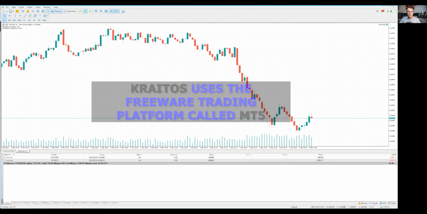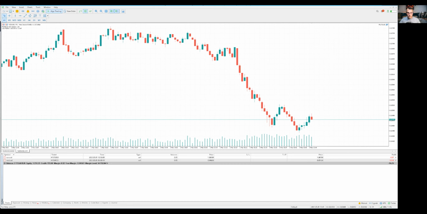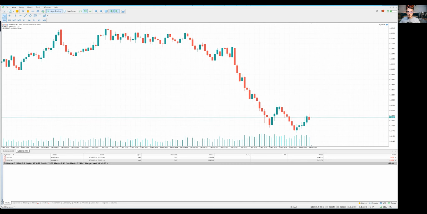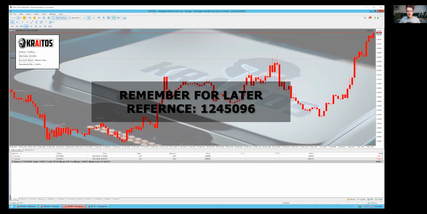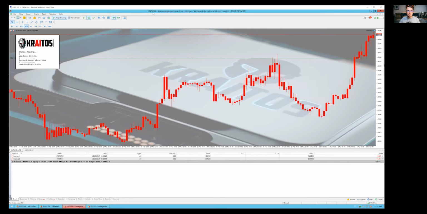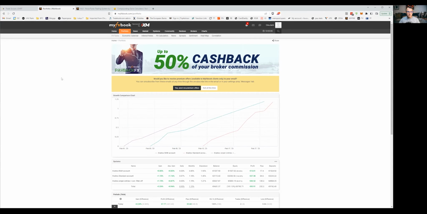Now, the second system I want to show you is a MetaTrader based EA or a robot that trades major forex pairs. I'm going to show you first how the dashboard looks like. So this is how the MetaTrader 5 platform looks like when Cratos is running on it. Up here in the middle you can see the trading account number that I am using with Cratos. So it's 1245096. Now try to remember this number, jot it down if you want to completely be sure that I'm not doing any monkey business.